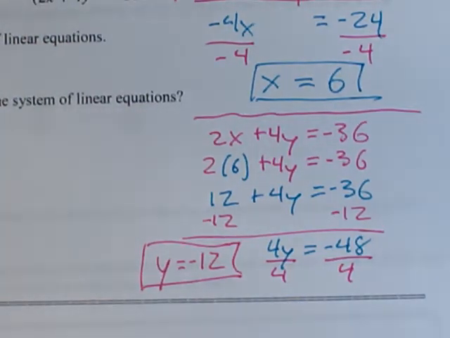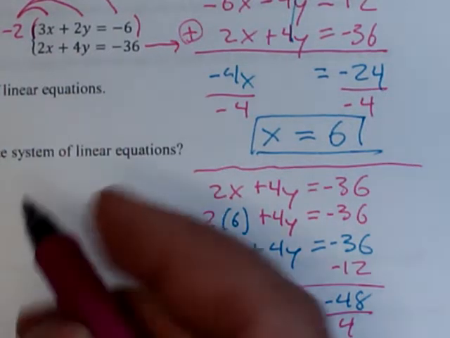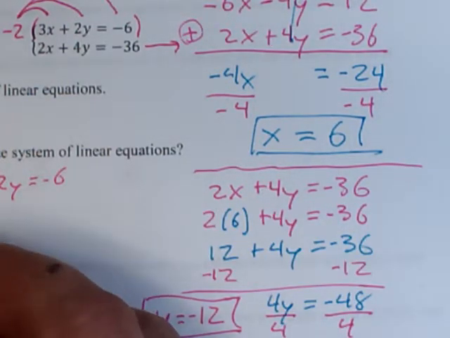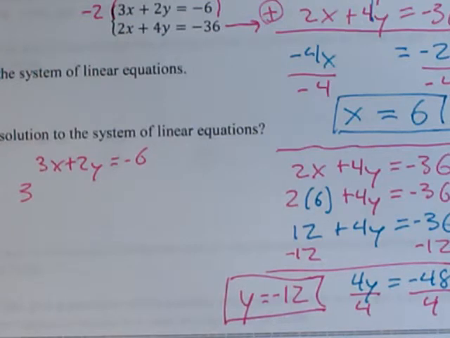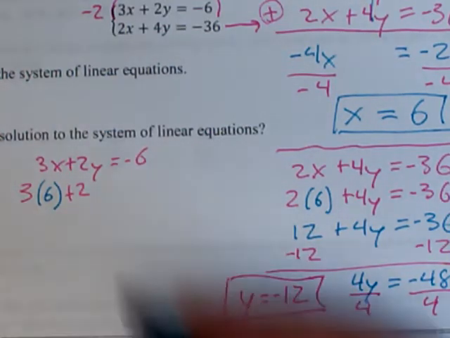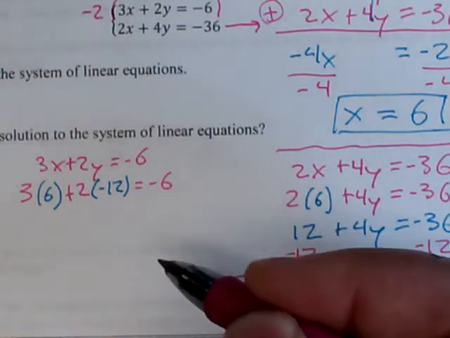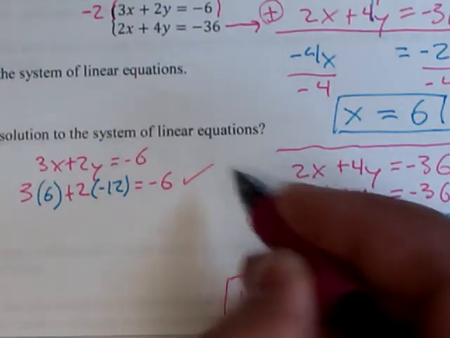Okay. So now that I have both values, the reason I did that was so that I can check. And so I will do that. I'll plug those in. Just do a quick check of my original equations here. So 3x plus 2y has to equal negative 6. According to my solutions, I get 3 times 6 plus 2 times negative 12, and I'm supposed to get negative 6. So 18 plus negative 24, yeah, that's going to work out. You can check it on your own if you want to.